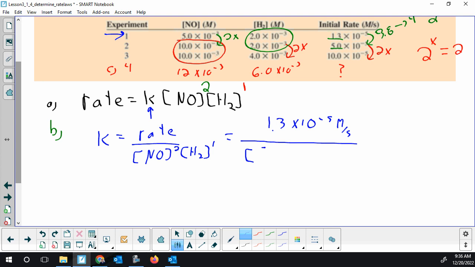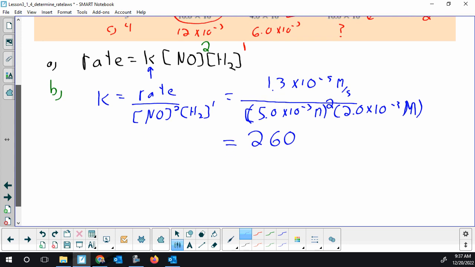So again, I'm picking everything from experiment 1 for my B answer. So we had 5.0 times 10 to the minus 3 moles per liter, but I've got to square that, and 2.0 times 10 to the minus 3 moles per liter. And when I throw all that into my calculator, this is actually the easy part, getting the number. I get 260, and then watching the units is the trickier part. I certainly will award marks for having the correct units when you get asked this on a test or quiz.